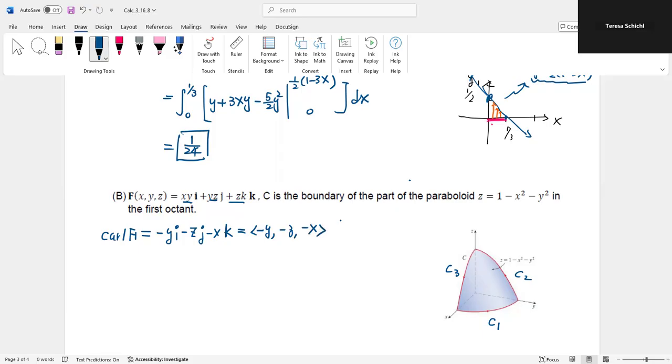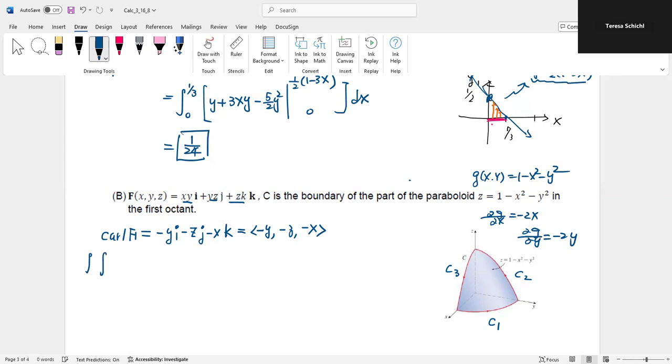All right, then in here we have these functions, right? So I can say z equals g(x,y) equals 1 minus x squared minus y squared. Then I know the partial g partial x equals negative 2x, and partial g partial y equals negative 2y. Okay, so now the curl F is negative y, negative z, negative x.